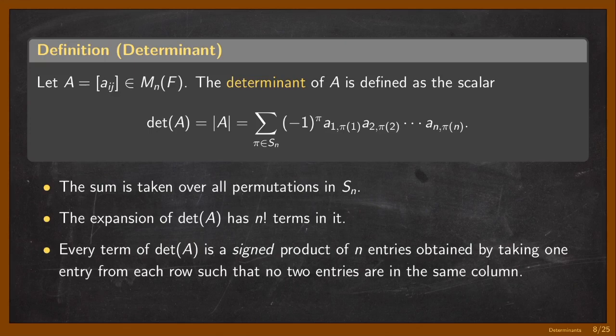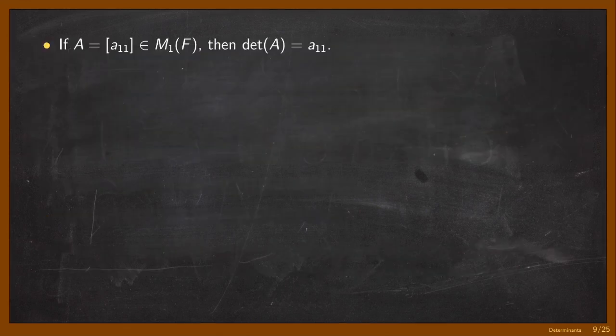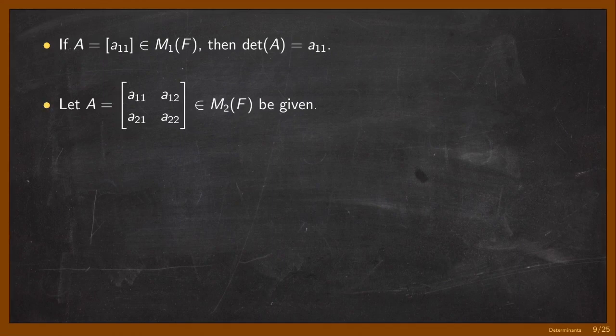And of course, there's no better way to explain this definition than by looking at certain examples. By the way, if A is 1 by 1, its determinant is just the 1 by 1 entry, nothing more than that. That's a trivial case. So let's move on to a 2 by 2 case.